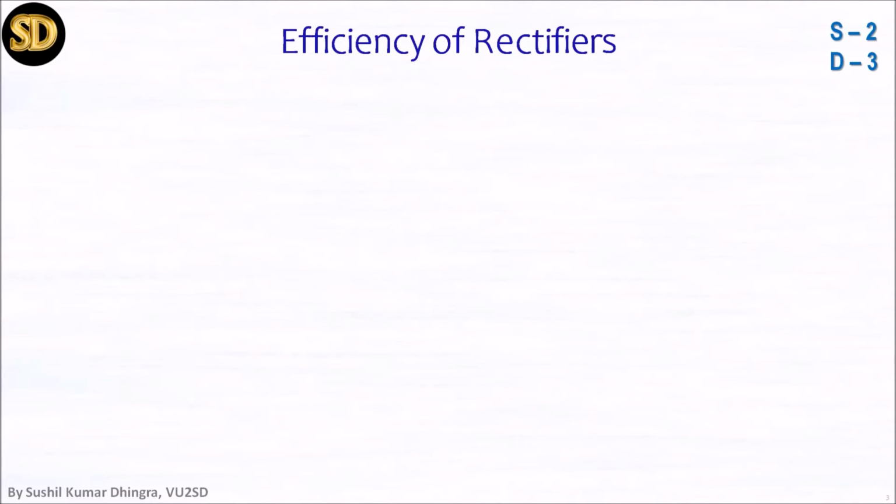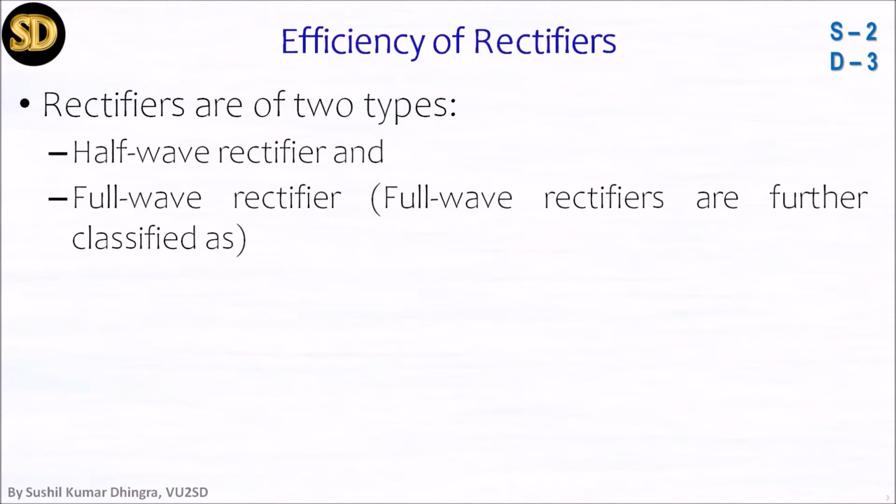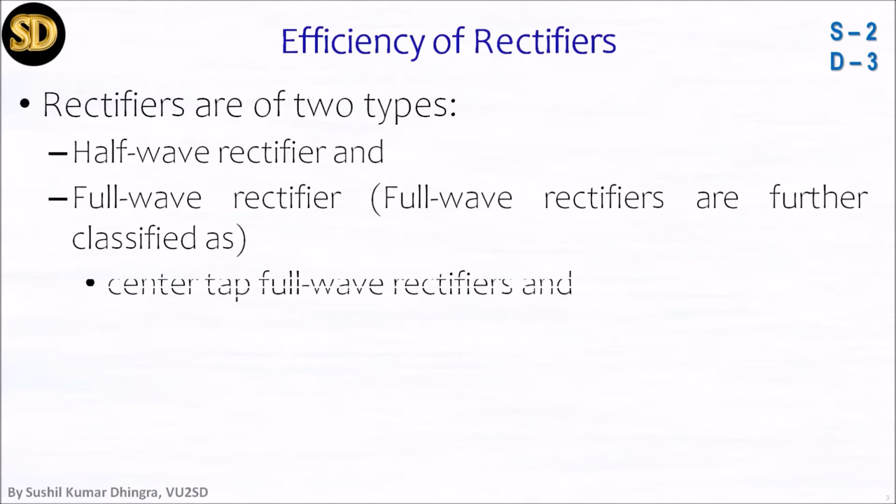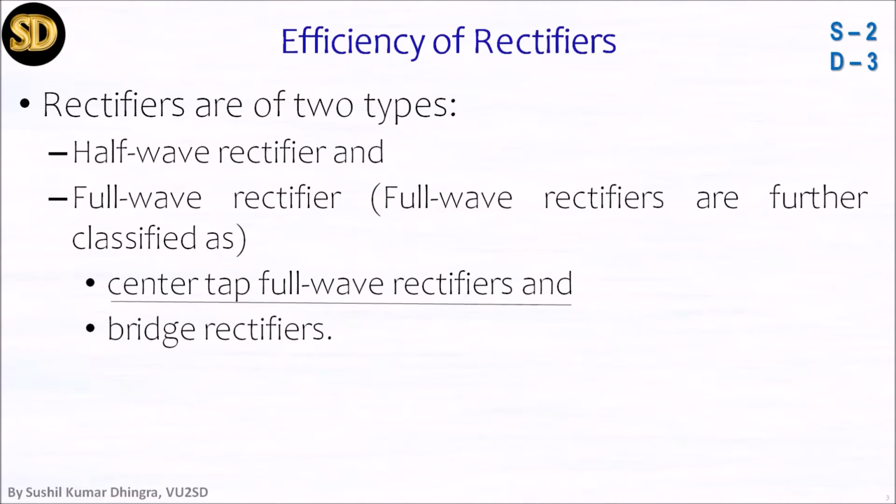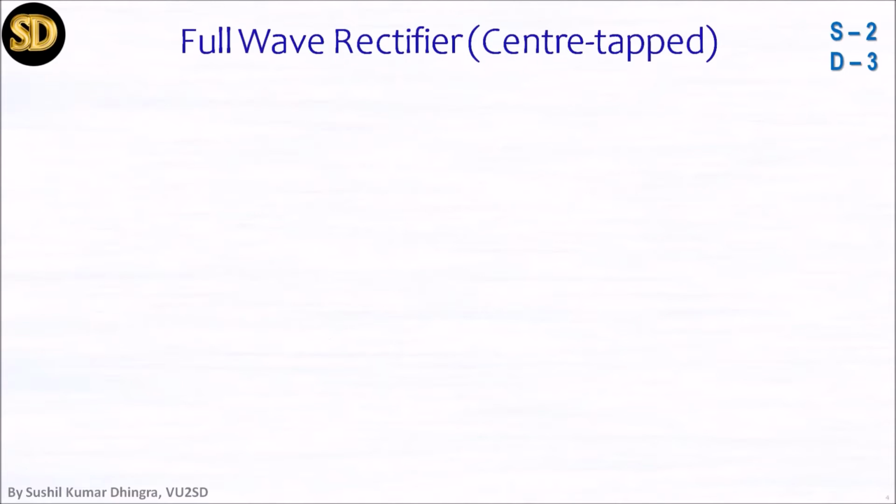Now a brief quick summary of efficiency. Rectifiers are of two types: half wave rectifier, as I have covered in the previous session, and full wave rectifier, which includes the center tap rectifier as well as the bridge rectifier. But my today's session is on the center tap full wave rectifier.